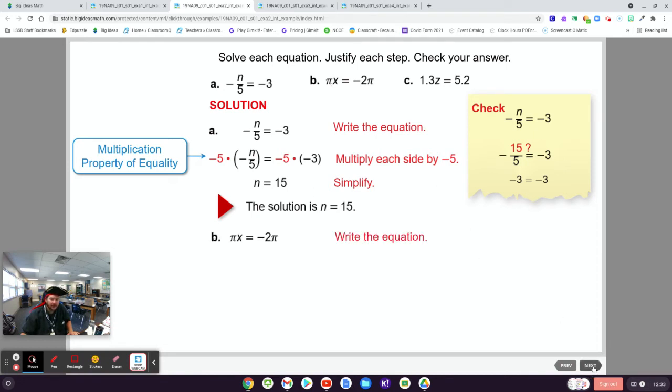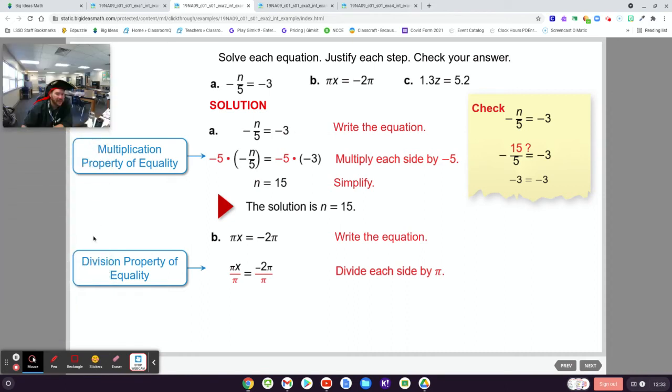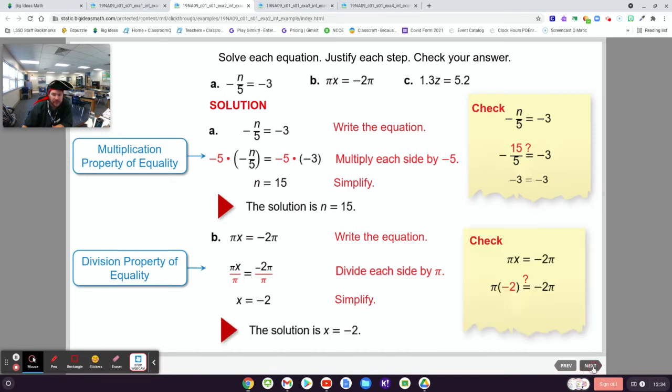All right, so first rewrite it. And then to get rid of pi, you divide each side by pi because this means pi times x. The opposite is division, so you divide by pi. Pi cancels out here, and pi will also cancel out over here. You're going to be left with x equals negative 2, which you can then plug in to prove it.